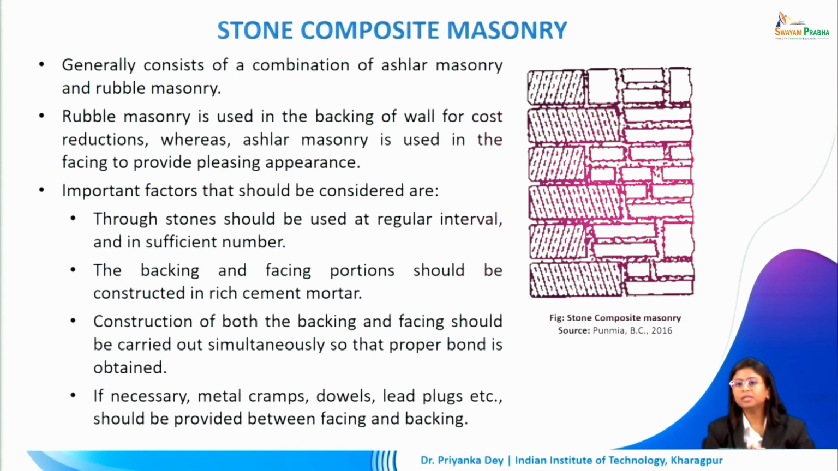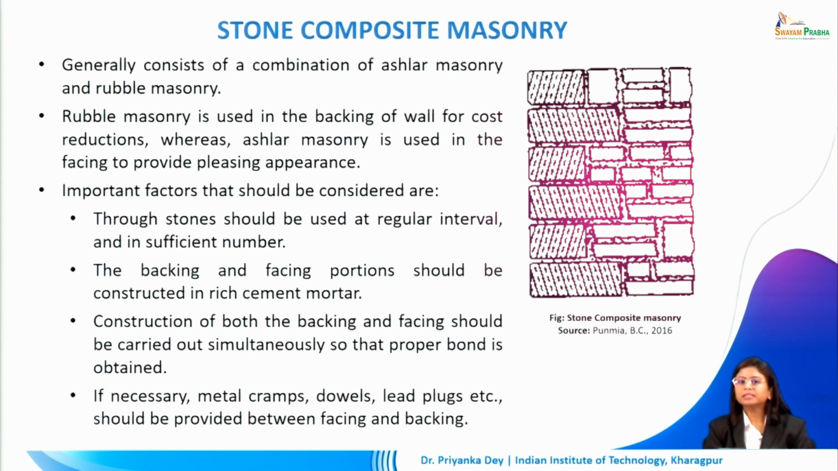It could also be because we are trying to use well dressed stones for only a part of the construction and do away with the expenditure of using well dressed stone throughout the construction. So we might want to have rough rubble masonry at certain part and just dress up the front facade. Now rubble masonry is generally used in the backing of the wall to reduce the cost, and for the front facade, for a pleasing appearance, we go for the ashlar masonry.